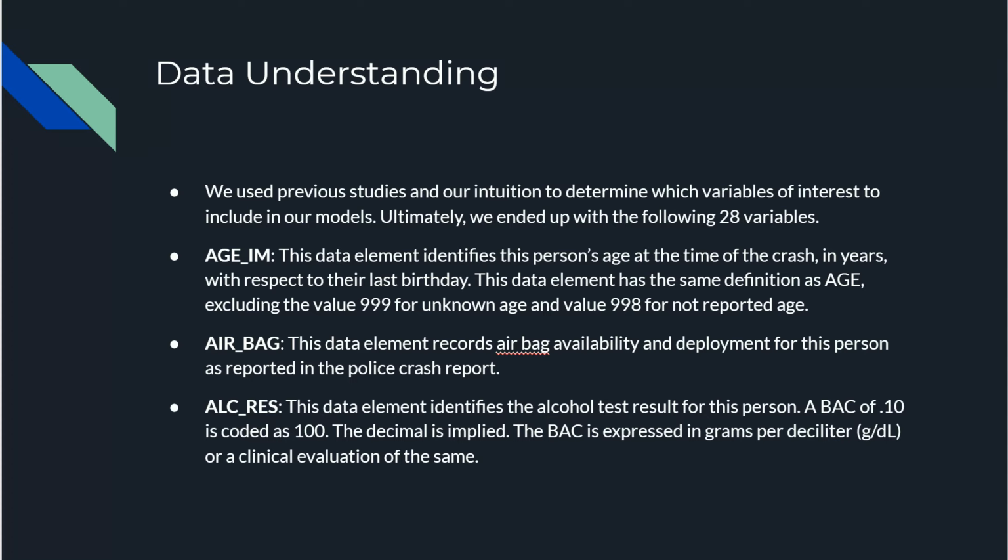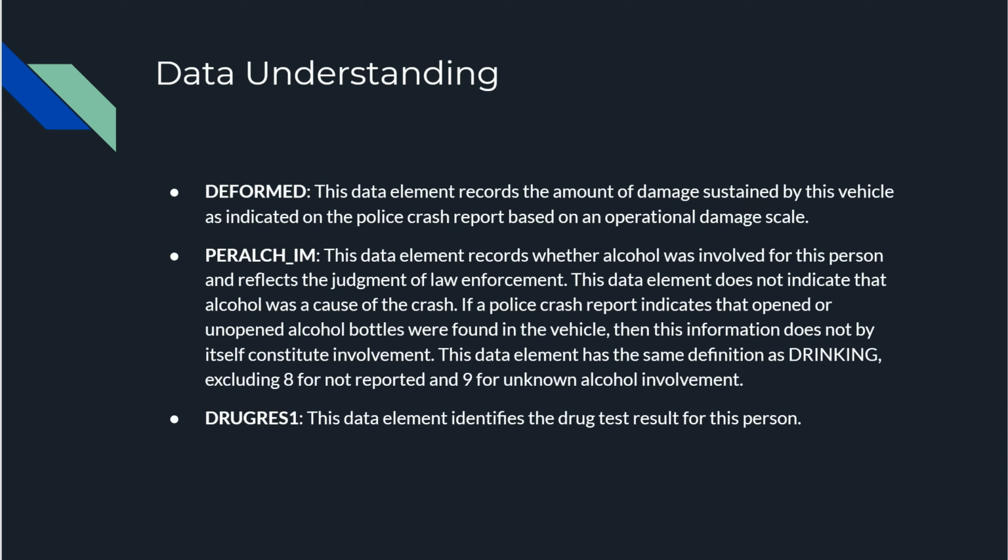Next one, alcohol result. This determines if the person in the accident had alcohol in their system, yes or no. Pretty plain and simple there. Deformed. This records the amount of damage sustained by this vehicle as indicated on the police crash report. Clearly, the more messed up the vehicle is, this accident was most likely severe.